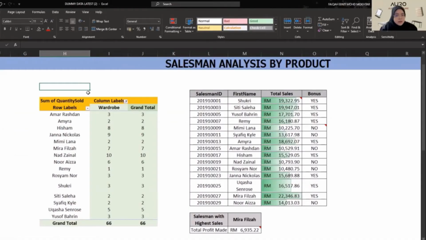Hi, my name is Faika Motar, and right now I will be presenting our salesman analysis. This is the pivot table we use for the salesman analysis. This pivot table summarizes the sum of quantities sold by a salesman for each category.